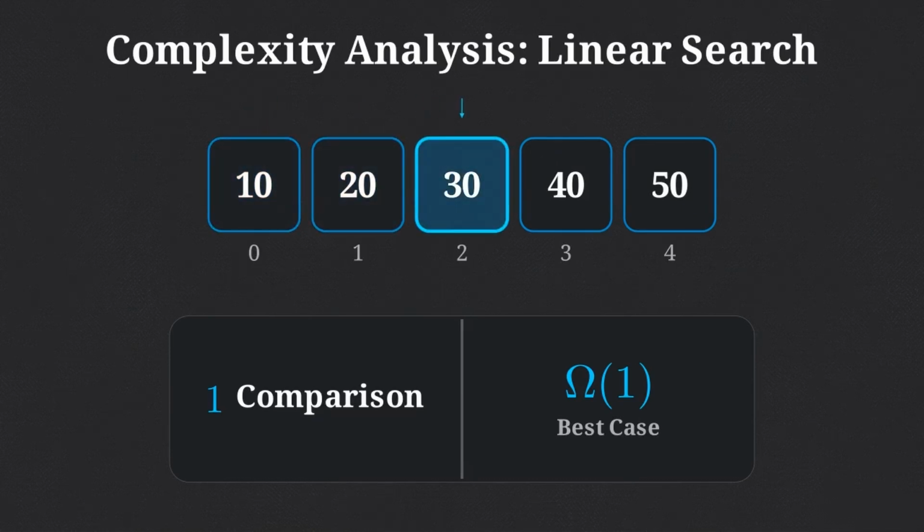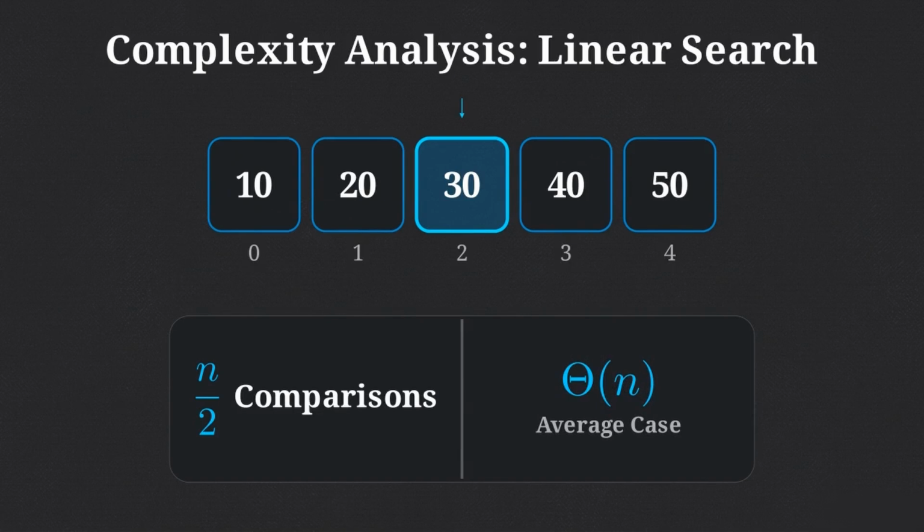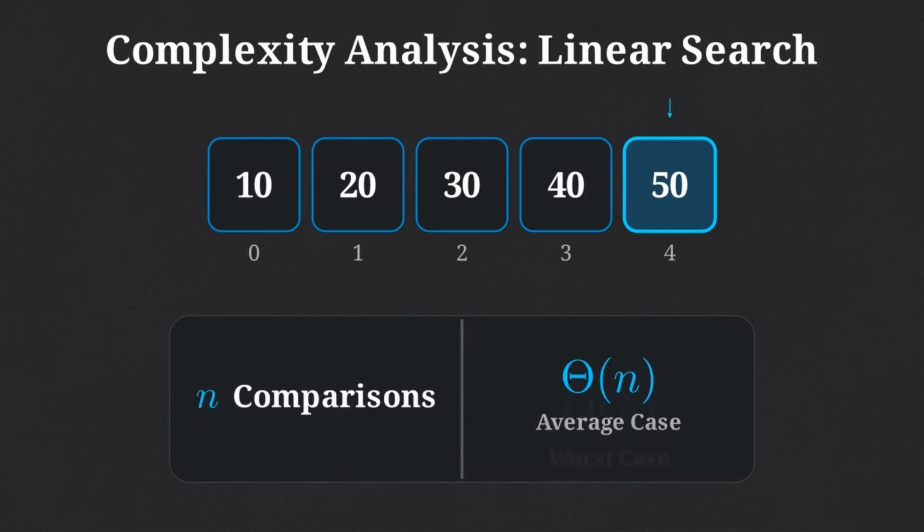If the target happens to be somewhere in the middle, the algorithm will check about half the elements. That yields an average case complexity of theta of n, where n is the total number of items. The true limit of an algorithm is its worst-case scenario. If the target is at the very end, or missing entirely, it requires n comparisons. This is big O of n time.